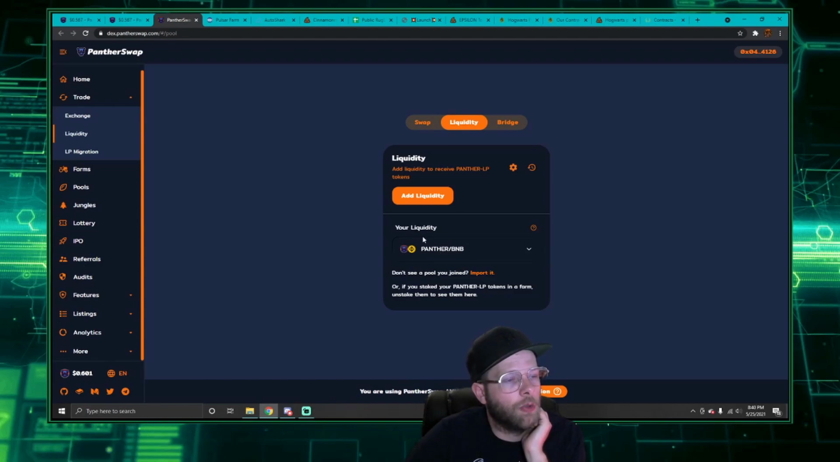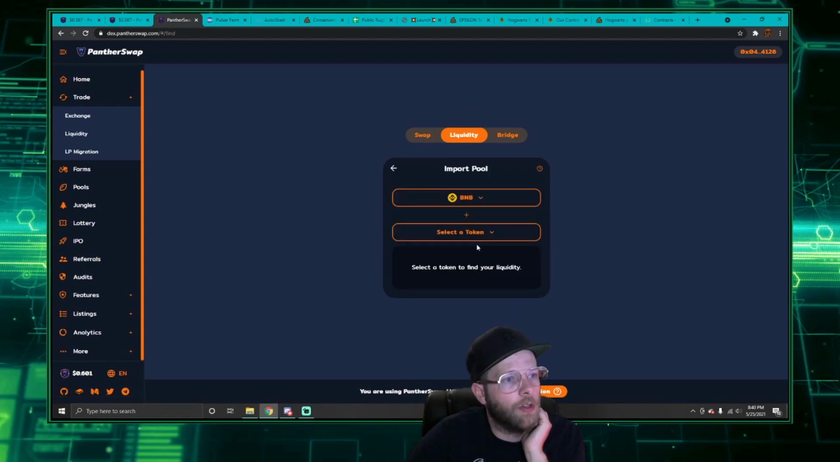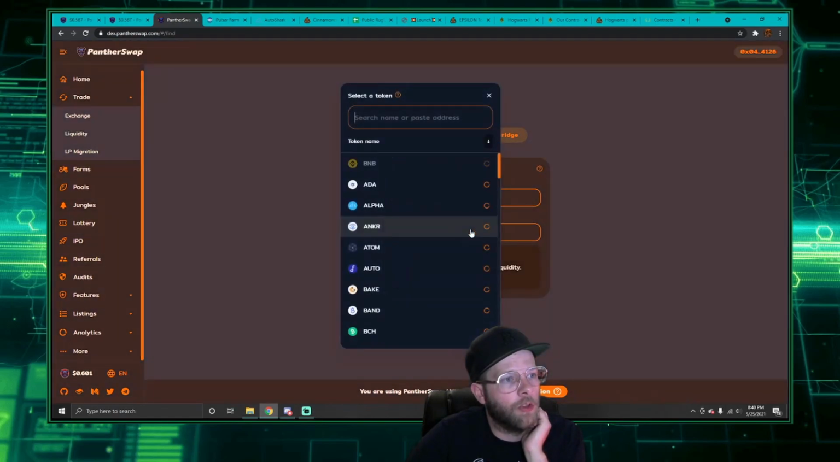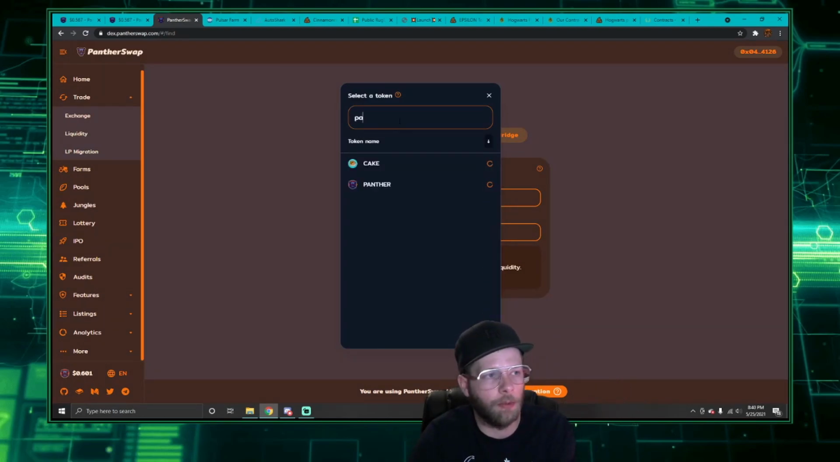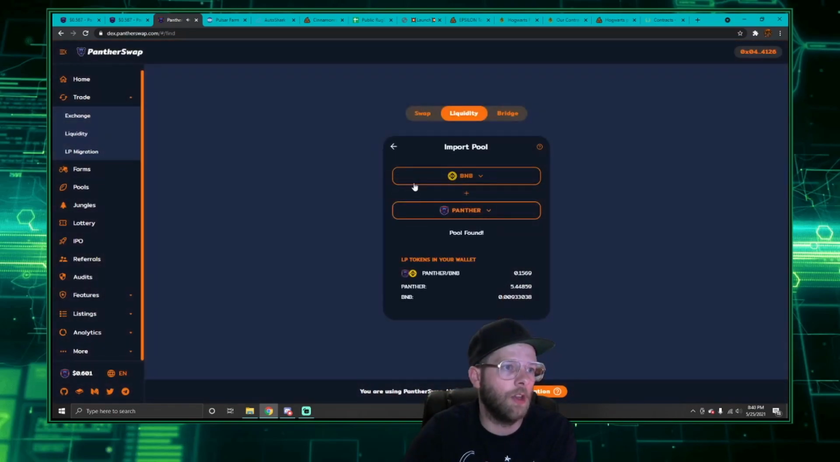Sometimes it will not show up, and what you'll need to do in those instances is import it, and you need to select the 2 tokens that you have. Now, you can see Panther's not showing up, so what I could do is type in Panther and see if it shows up. It does.